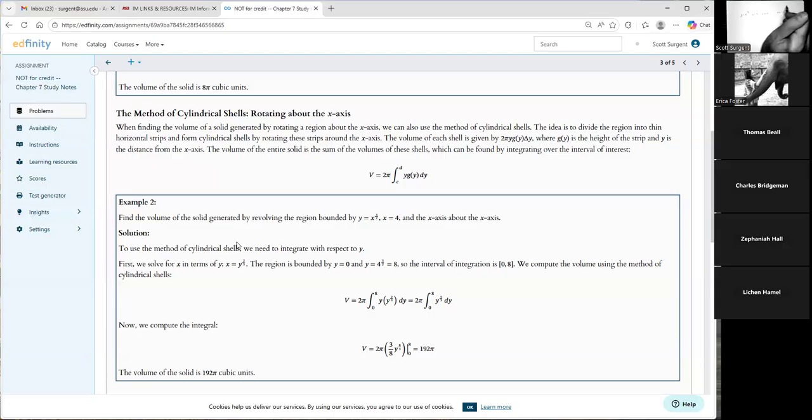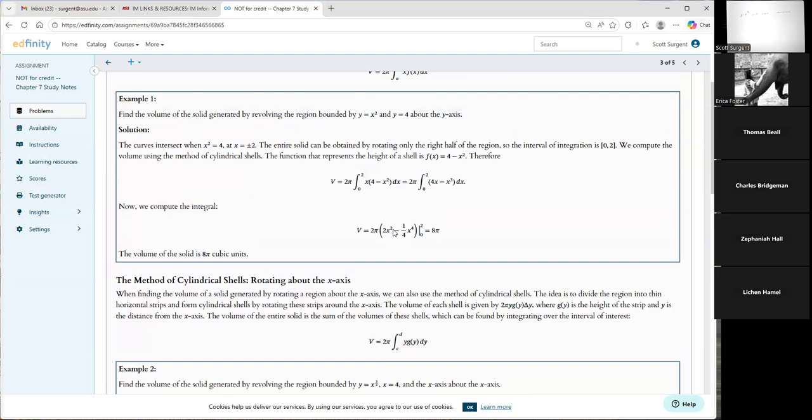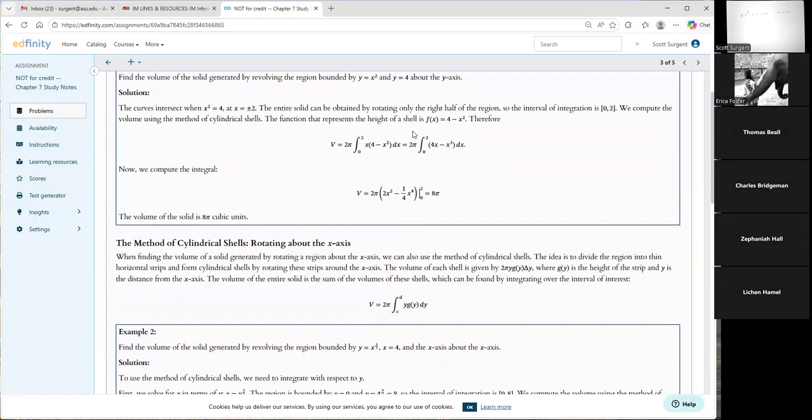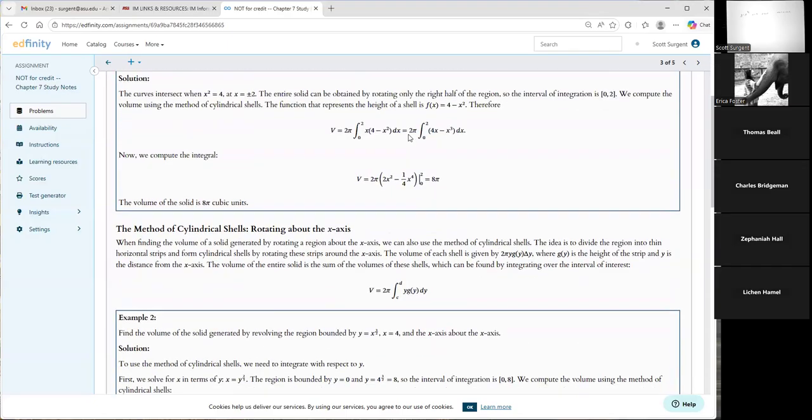Let me see what's going on here. Because the region is bounded by y equals 0 in that case, and in the other ones, the region is bounded by y equals 4. So I think that you have the 4 minus on the other one where you don't have it on. Yeah, this one, example one's going around the y-axis. Example two's going around the x-axis. And they want us to use shells, so we'll do it using shells.